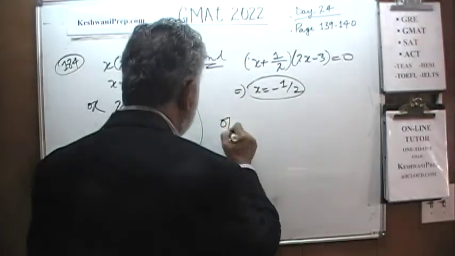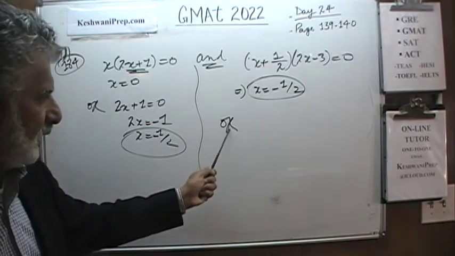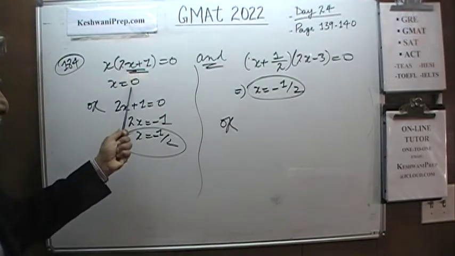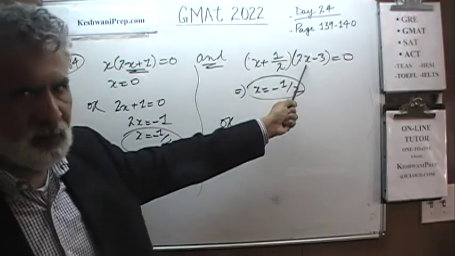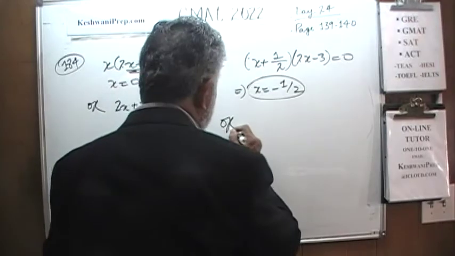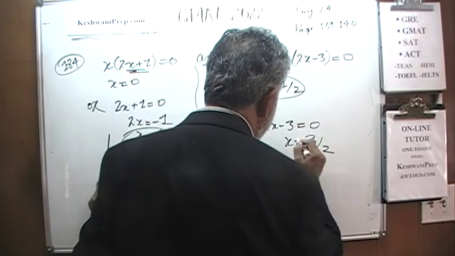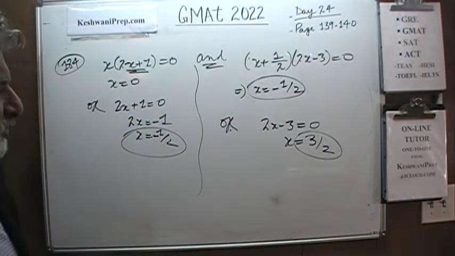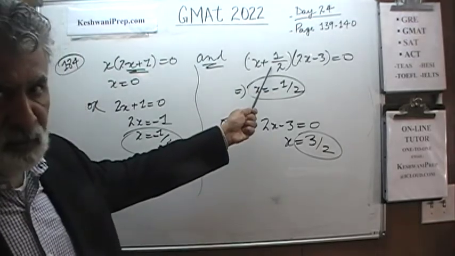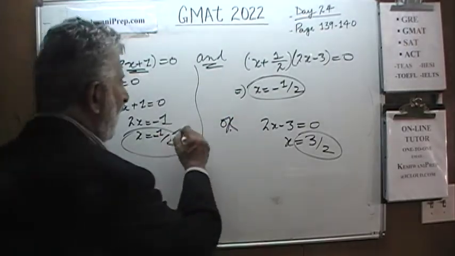Or, now at this point, you can stop if you wanted to. We don't have to continue. There is no need to continue. It doesn't matter what the or part is. The or part is not going to agree with here, because here x is equal to 0. This is not going to yield 0. This is the only common value we have. But if you want to continue, the other possibility is that 2x minus 3 is equal to 0, which means x must be 3 halves. So if x assumes either of these two values, either 3 halves or negative half, this equation will be satisfied. But the only value that satisfies both of these equations is when x is equal to negative half.